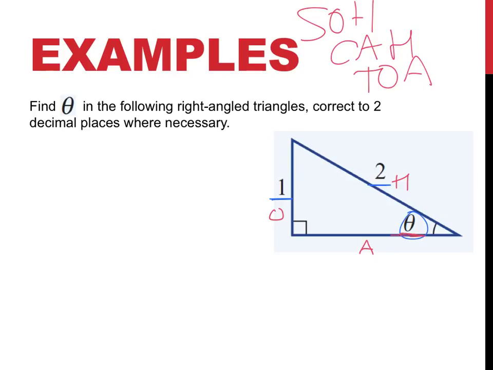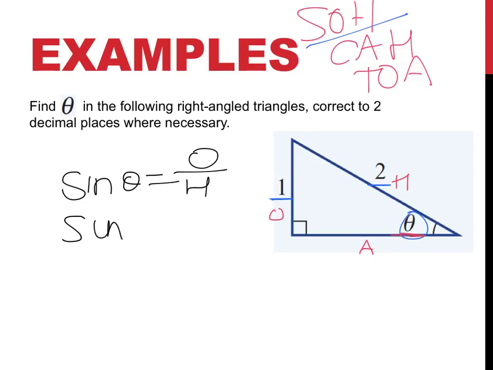So which one am I going to use, opposite and hypotenuse? Well, I'm going to use sine. And I know the sine ratio. The sine for whatever angle it is the opposite over the hypotenuse. So the sine of the angle: what's opposite? 1. And, oh, that's a weird one, over 2.